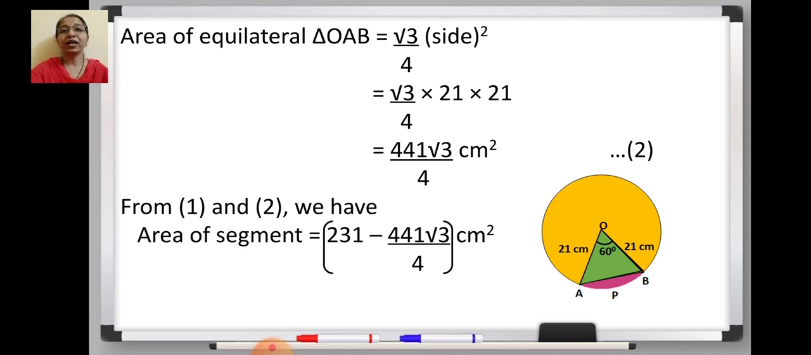Now the area of that pink color segment is equal to area of sector, which we have calculated 231, minus the area of triangle, which is this. Now 231 is a whole number, minus 441 root 3 upon 4 is a surd, and we cannot subtract surds from whole number. So you keep this expression as it is. Need not simplify this, right? So the area of segment is equal to this bracket centimeter square.